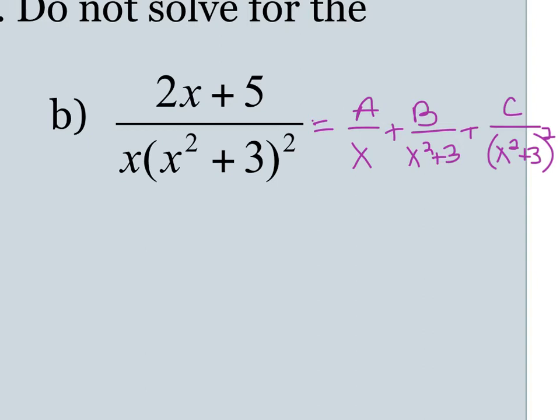So the last factor is x squared plus 3 squared, yep. So you want to do it to the first power, to the second power. If it was raised to the third, I would do it to the first, to the second, and to the third. If it was x to the 8th, I would do a over x, b over x squared, c over x to the third, d over x to the fourth, all the way up until I got to the highest exponent.